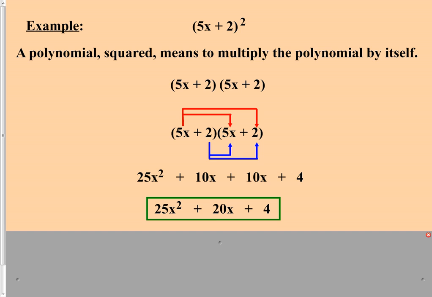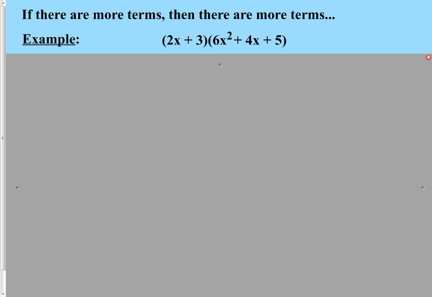I think you're getting the hang of it, and you probably don't need any more help from me, but I am going to point out a little bit more of the complicated problems. If there are more terms, then there are more terms. As you can imagine, this can get as ugly as they want it to. You could have an 8-term polynomial times a 12-term polynomial, and you'd have to multiply them all out.